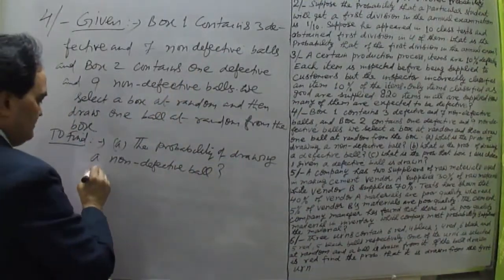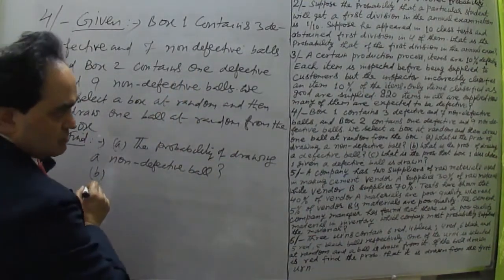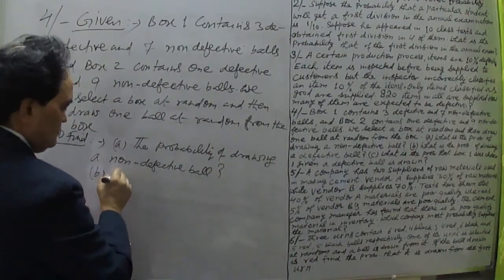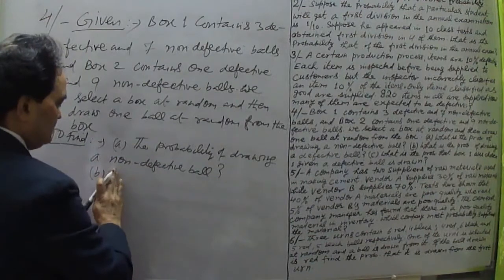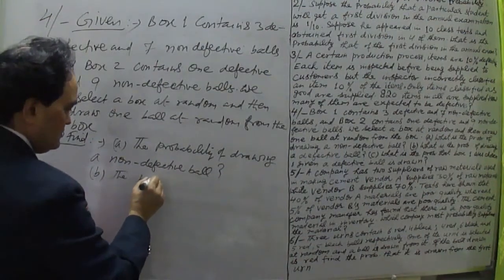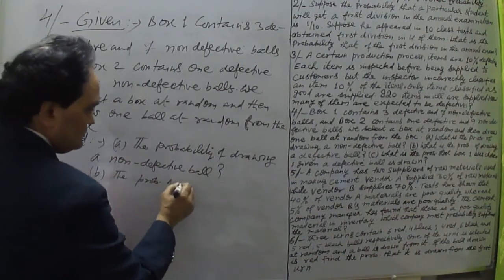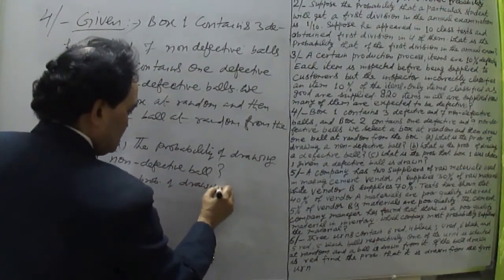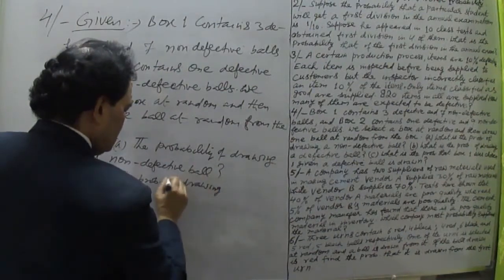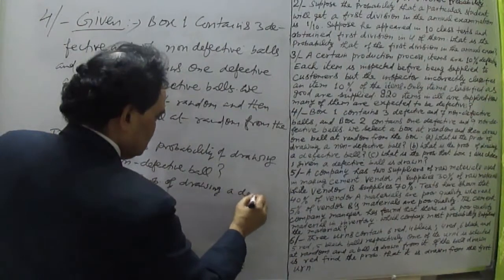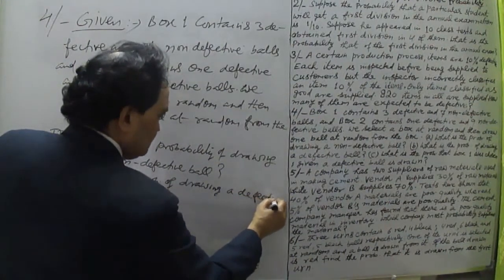Part B says: what is the probability of drawing a defective ball? The second part says: find the probability of drawing a defective ball.